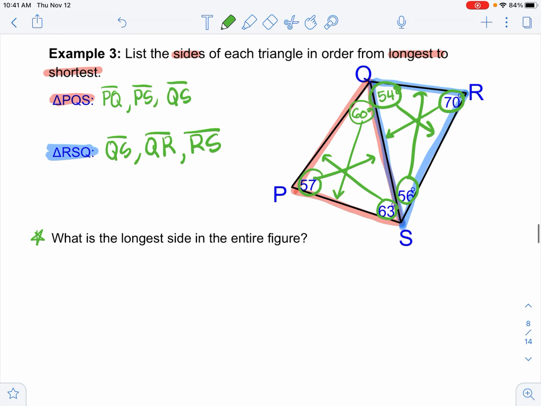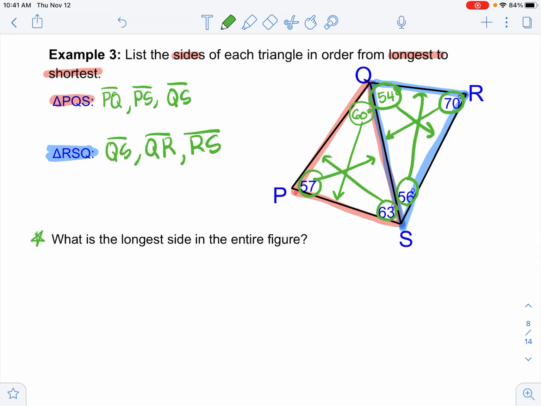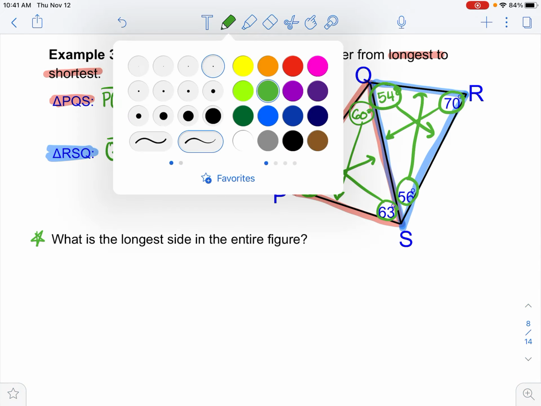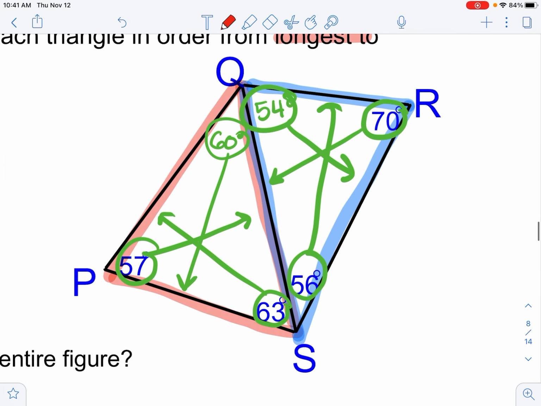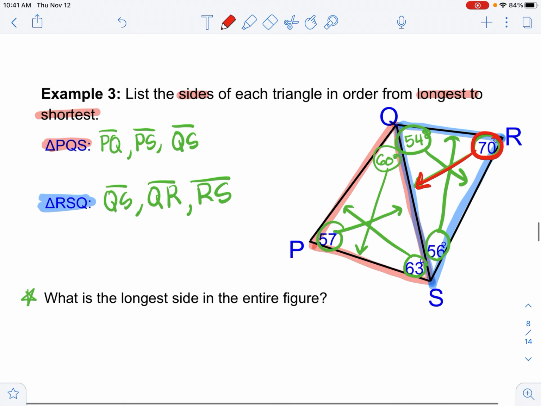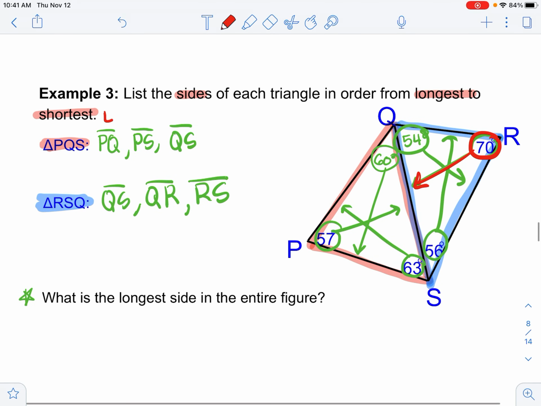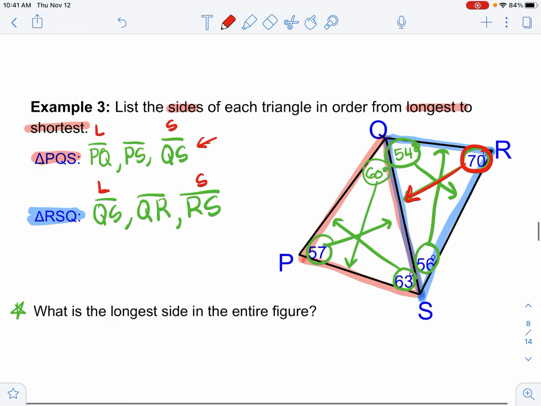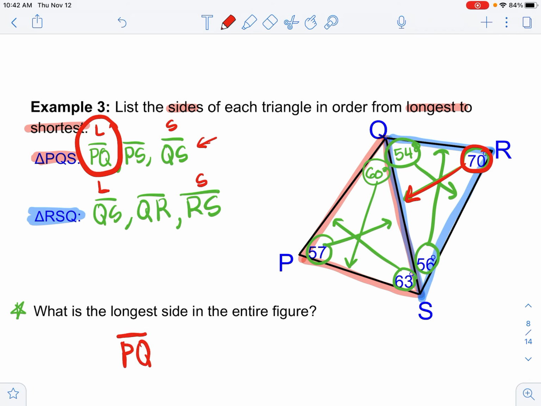Okay, so the whole point of this is to answer this question. What's the longest side in the entire figure? So I'll show you what people do wrong. They'll look at this, they'll have all these filled in, they'll go, oh, here's 70. The answer is QS. Okay, but if you look back at my list right here, this was the longest, this was the shortest, this was the longest, this was the shortest. So if I say QS is the longest side in the whole entire figure, it's the shortest side right here. How could it possibly be the longest side? So PQ is the longest side. Okay, PQ is the longest side.